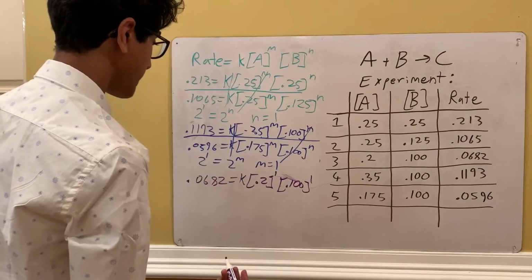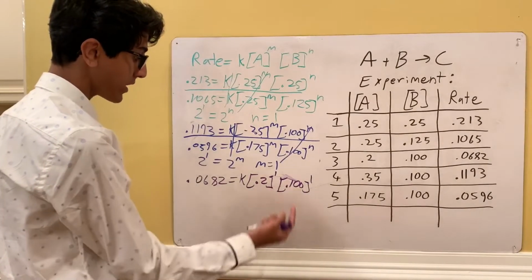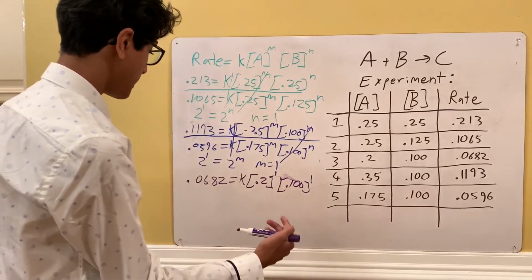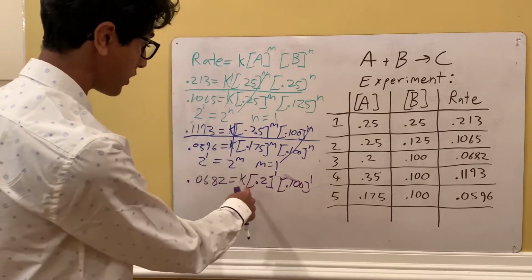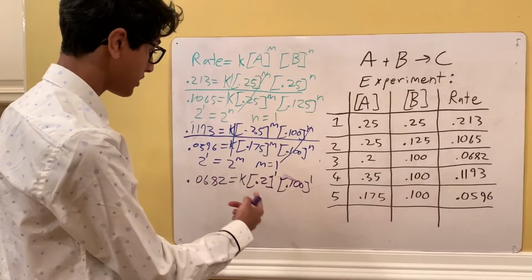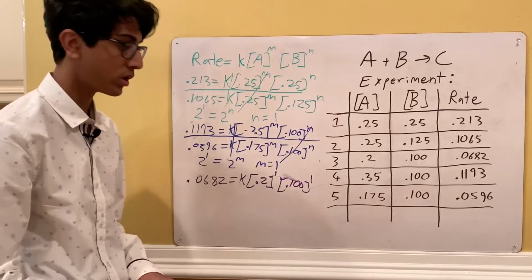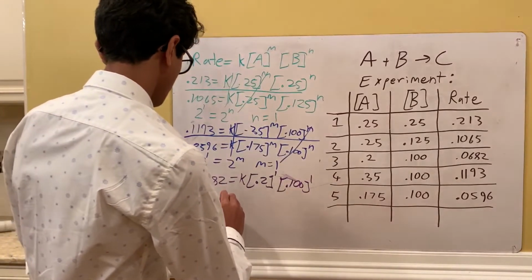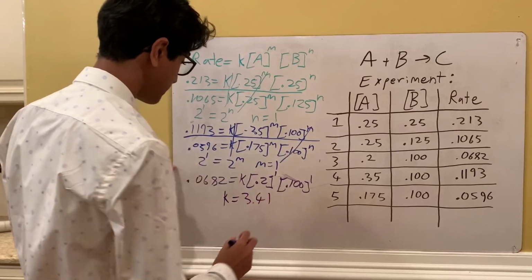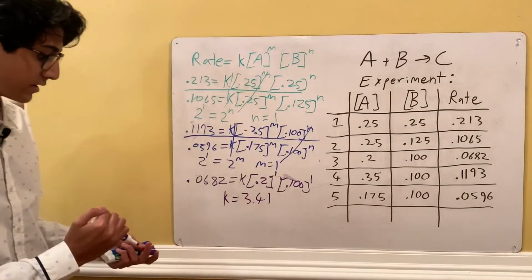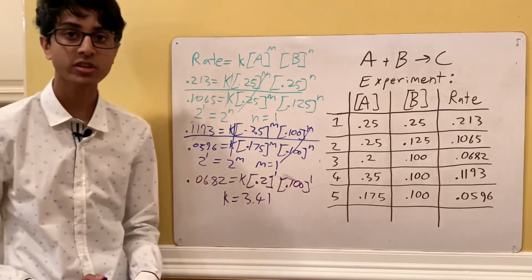And then we can just multiply 0.2 times 0.1, and we get 0.02. Then we can divide 0.0682 by 0.02 to get what K is equal to, and that's going to be just 3.41. So K is equal to 3.41. And that's how you set up the rate law equation.